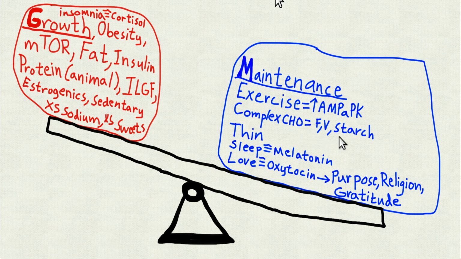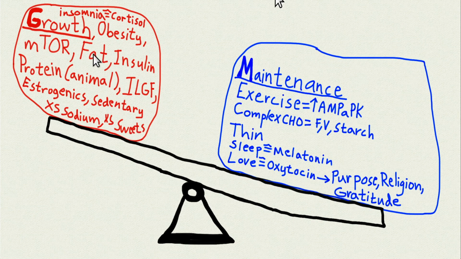Complex carbohydrates are the best way to feed the human body, along with fruits, vegetables, and starches. Those are really the only 3 things you need to eat. Okay, staying thin, avoiding all the problems with obesity-related adipose tissue release of things you don't want, inflammatory cytokines and whatnot, not to mention the lipids. Getting your sleep is associated with higher melatonin. All that is the body resting and rebuilding itself. Love, the oxytocin hormone, purpose, religion, gratitude, all those things optimize your hormonal profile. Comedy, laughter, time with loved ones and friends. These things make your body better able to protect itself from cancer.